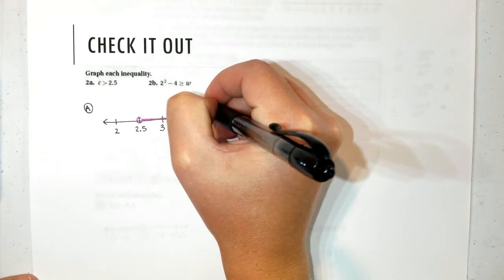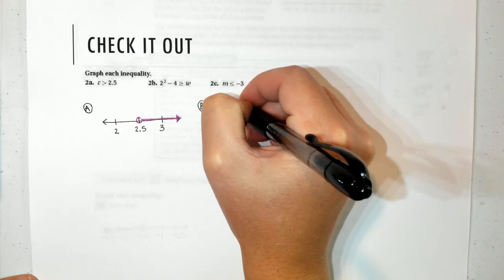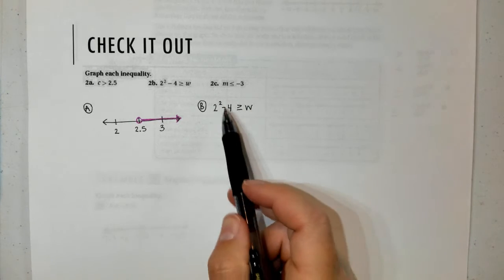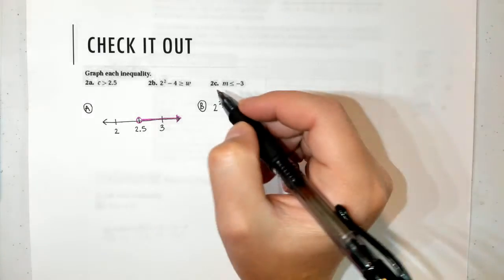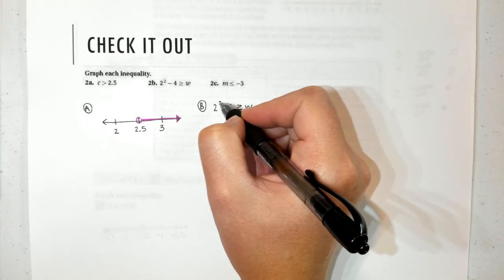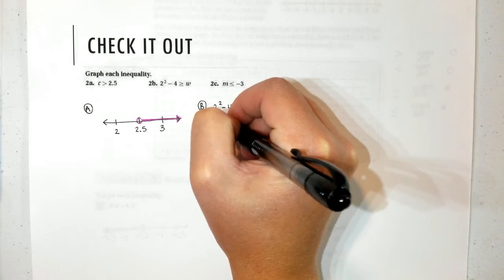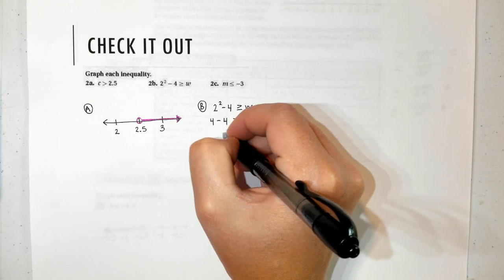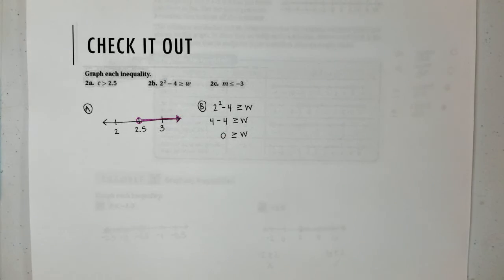B, we have 2 squared minus 4 is greater than or equal to W. So we have to simplify a little bit first for this one, because we don't have just a number over here. We have an expression that needs to be simplified. So by order of operations, you do the exponent first. 2 to the second is 4. So I have 4 minus 4 is greater than or equal to W. 4 minus 4 is 0. So I have 0 is greater than or equal to W.